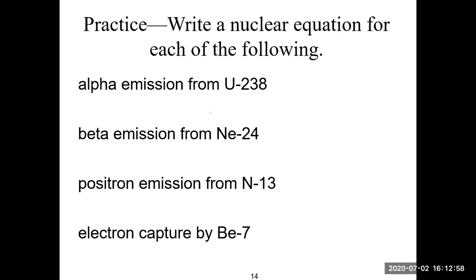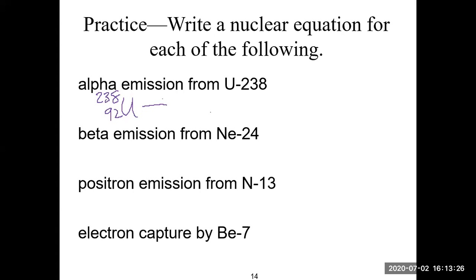Okay, so let's see how we're doing. Again, for each of these we want to write a balanced equation. So we have uranium-238 and neon-24. Again, those numbers are the mass numbers, which would go on top. So here we would have uranium 238. We can go to the periodic table and see that uranium is number 92.